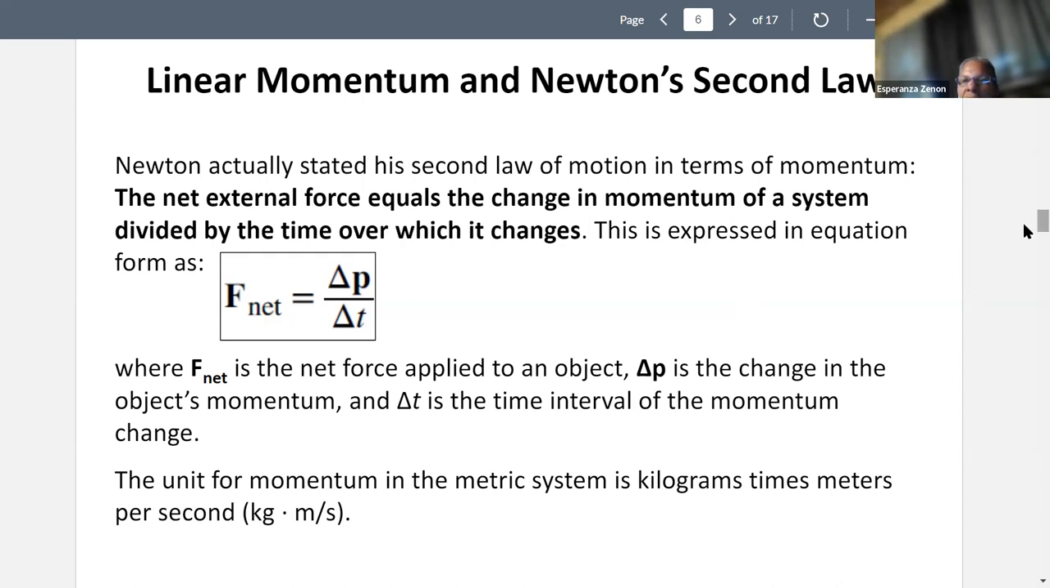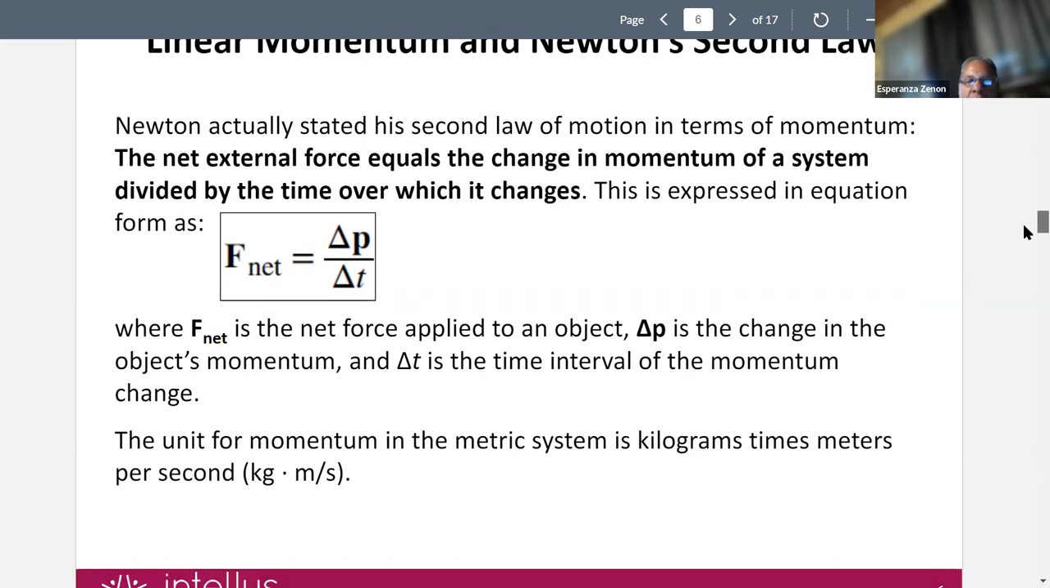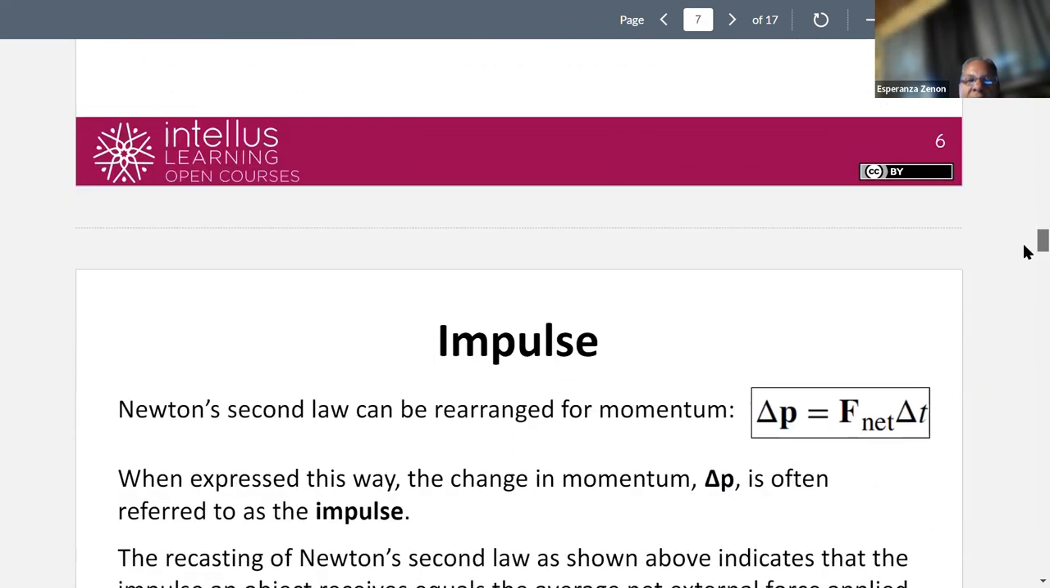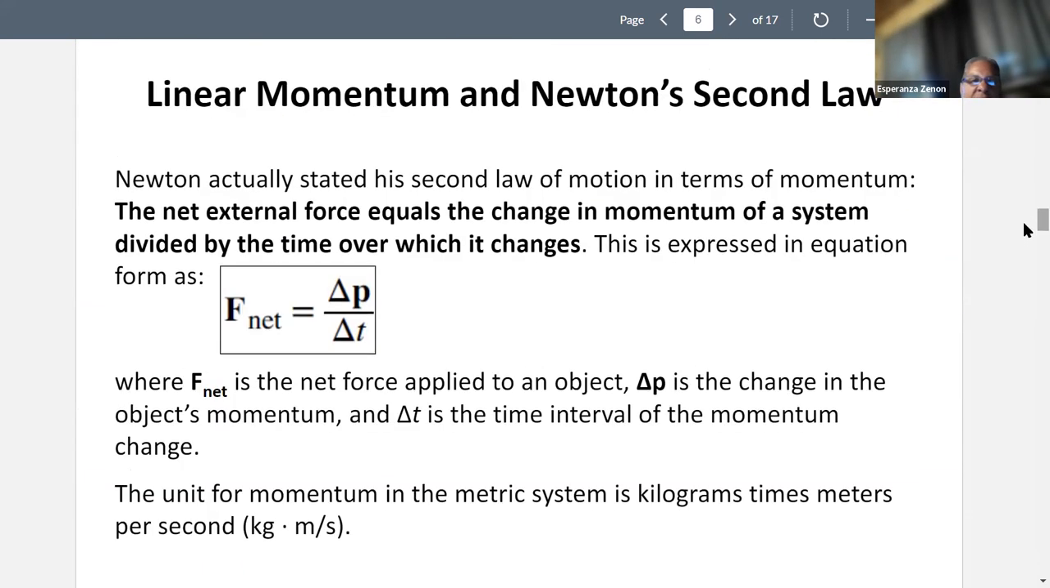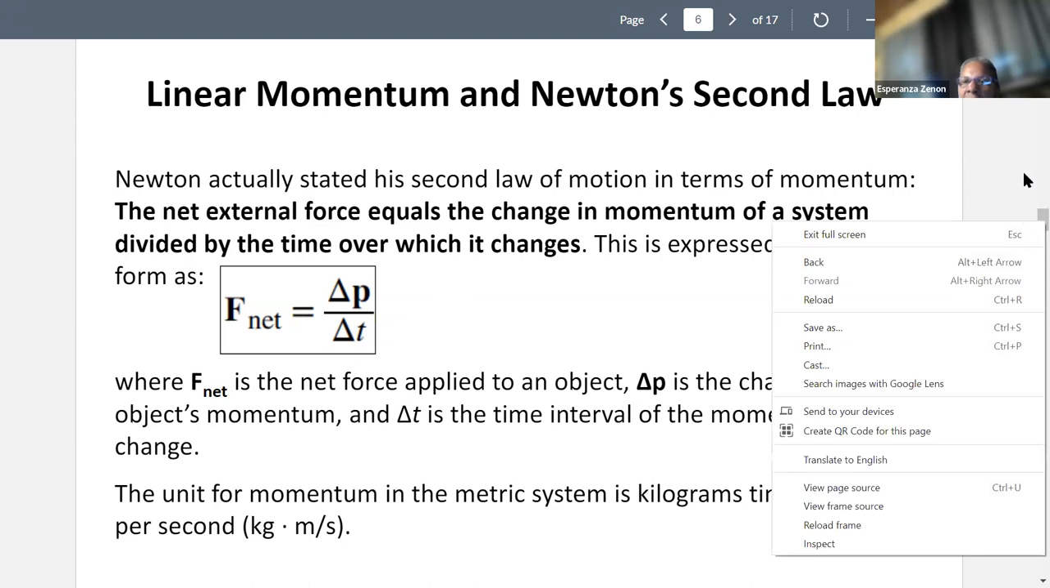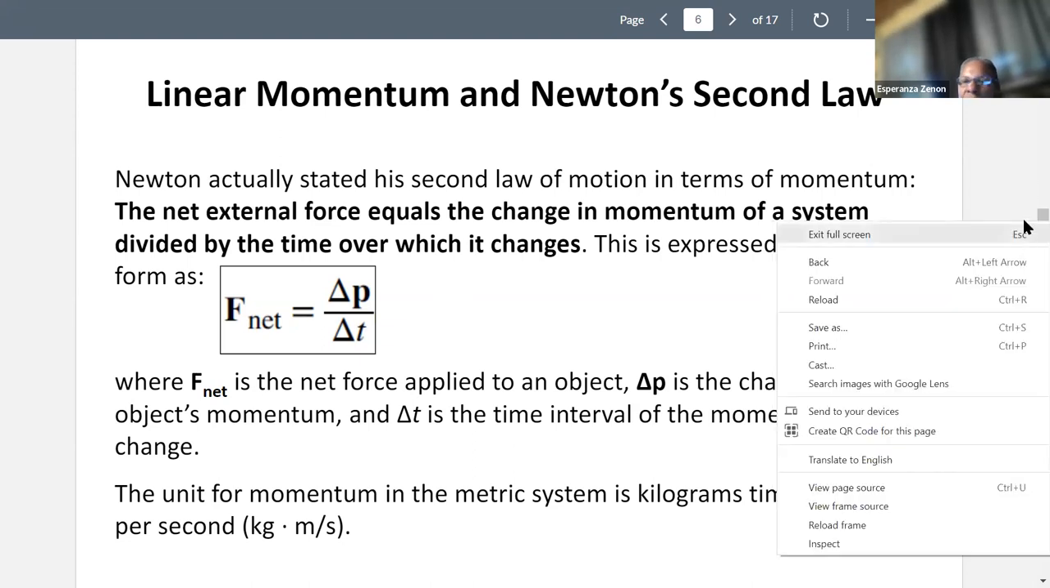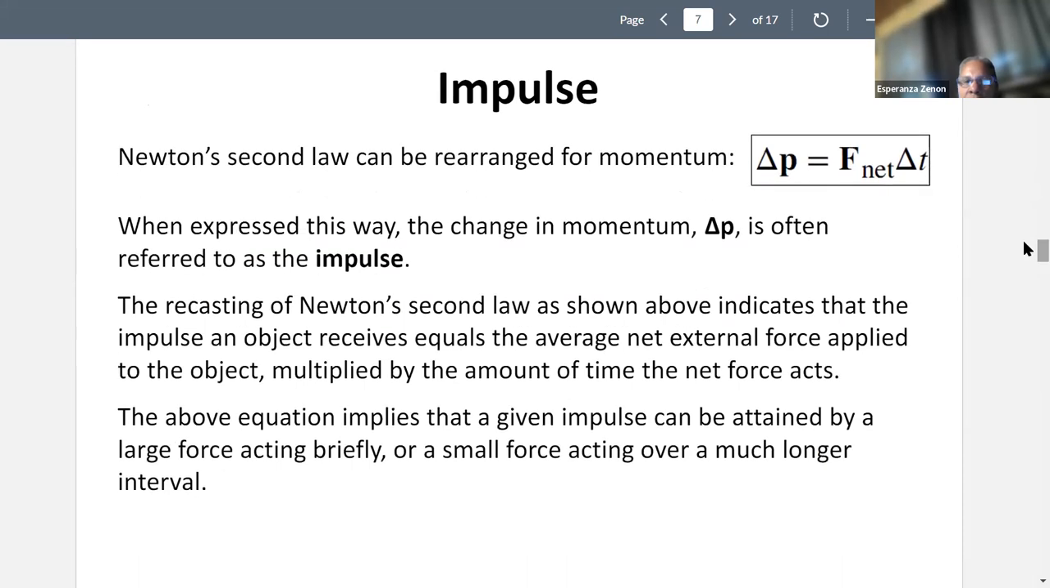By looking at an object's momentum and how it changes with time, we have another way of looking at the force that's involved. If we take the equation in the box here and multiply both sides by delta T, we get F net times delta T equals delta P, because if I multiply by delta T on the right side, delta T is going to cancel out. When I multiply the net force by delta T, I create a property called impulse.